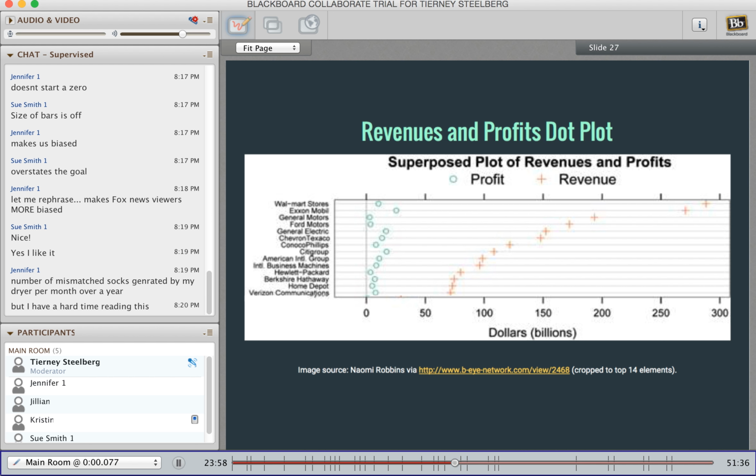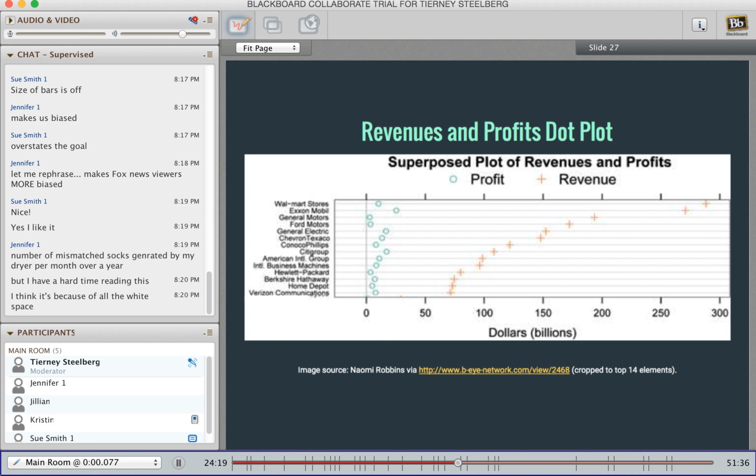Jennifer says that she has a hard time reading this. Is it because it's so blurry, or is it because of the chart type itself? I know it's hard to see, it's very small. Probably looks better in an article on a sheet of paper. Jennifer says that she thinks it's because of all the white space. And that makes a lot of sense.